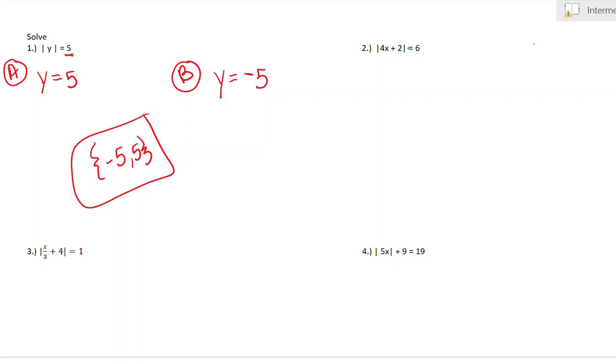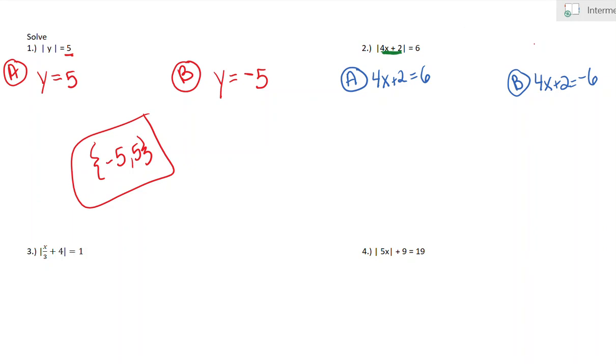So number 2, we see we have an absolute value equation again. What we're going to do is set up two equations. The first one is 4x plus 2 equals positive 6. And the next one is 4x plus 2 equals negative 6. I want you to notice two things. I did not change anything that was inside the absolute value bars. It stayed exactly the same. One did not become positive, one did not become negative. The only difference was what it equals changed.